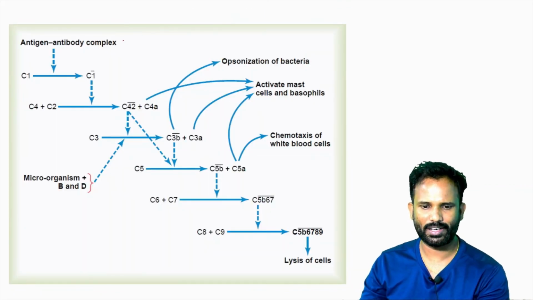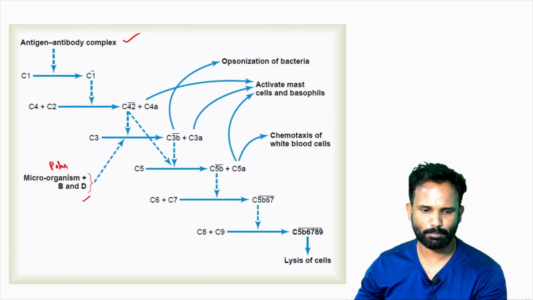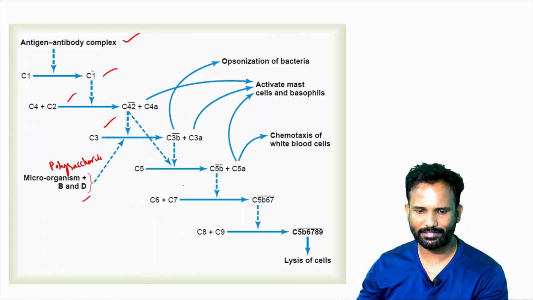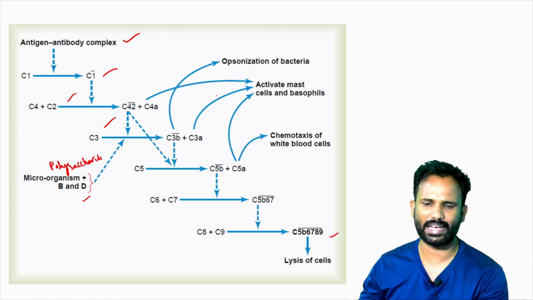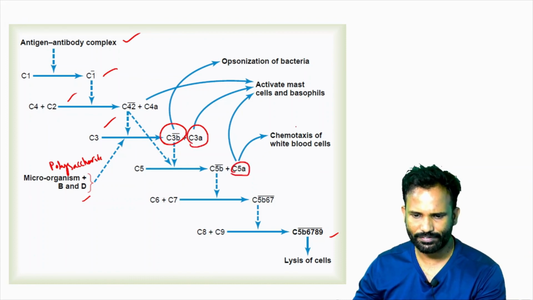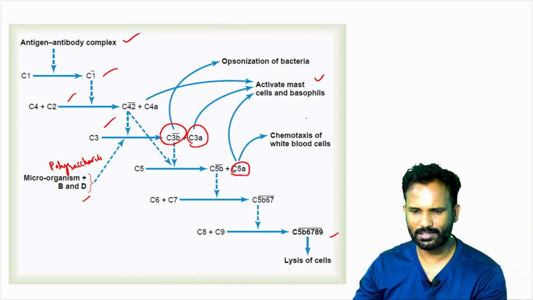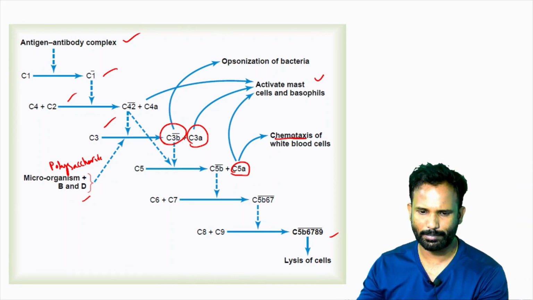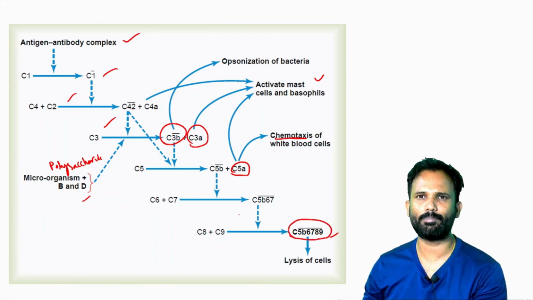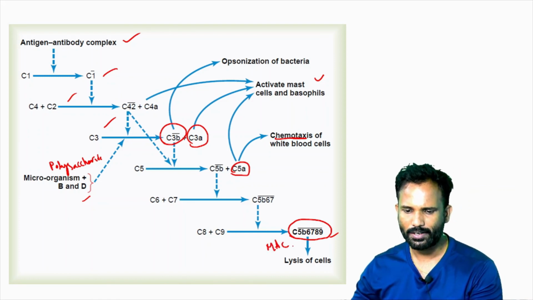So the classical pathway is by antigen antibody complex, and the alternate pathway is by polysaccharide and factors B and D. C1, C2, C3 all will be activated, and it leads to the final steps up to C9. So C3b is an opsonin, and C3a and C5a activate mast cells, and C5a is a chemotaxin which attracts the remaining macrophages, and C5b, 6, 7, 8, 9 is a membrane attacking complex which lyses the cells.